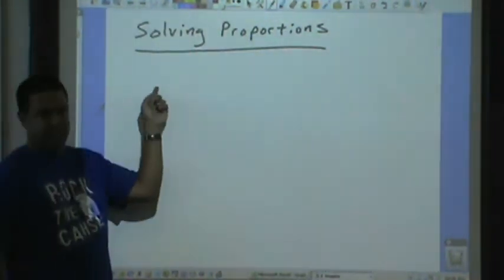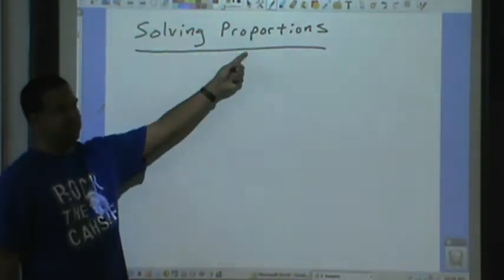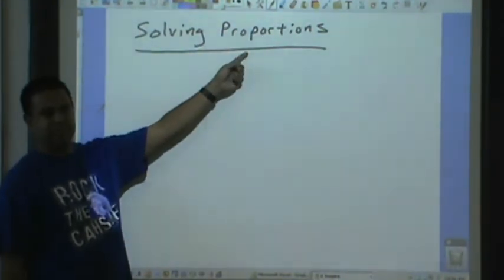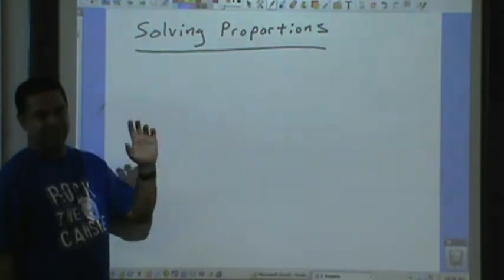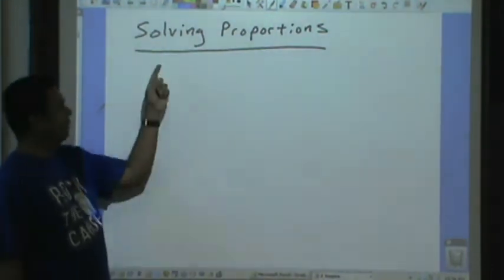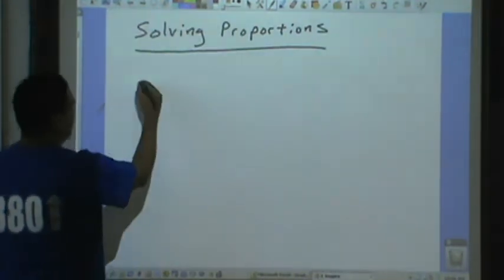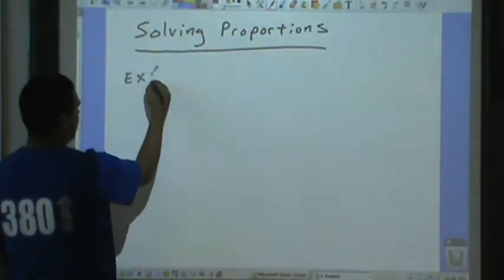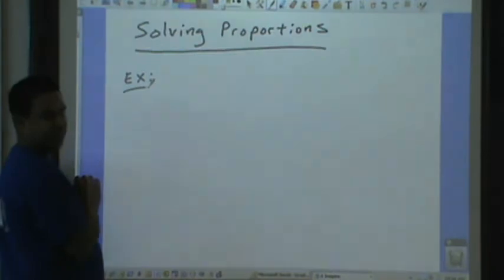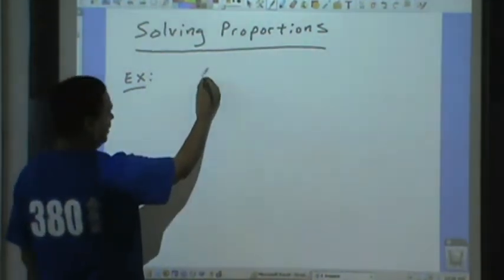Alright, welcome back. Today we are going to learn how to solve proportions. Okay, we've been solving equations. You guys know your 5 steps. And now we're going to be solving proportions. Okay? So proportions are equations that have two fractions set equal to each other.